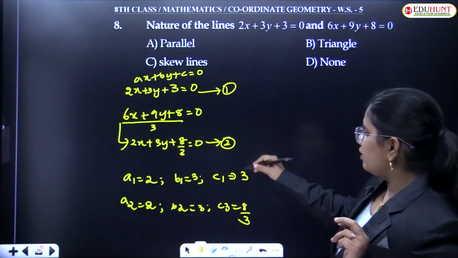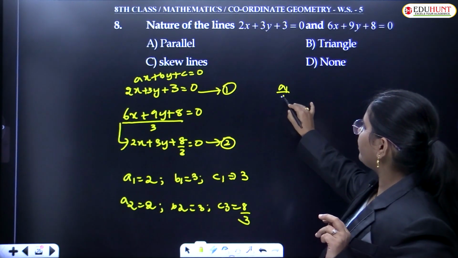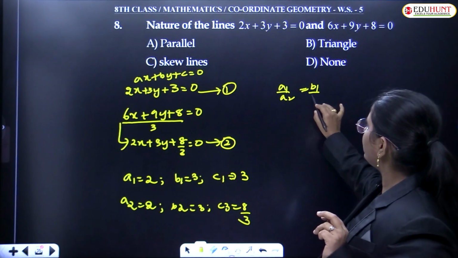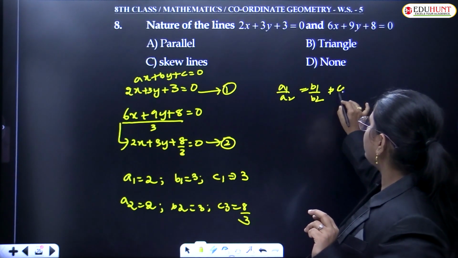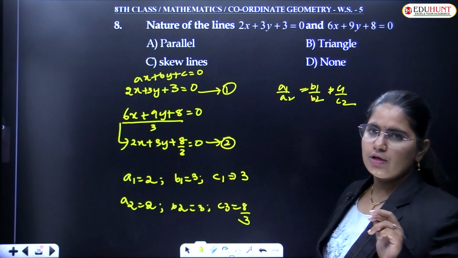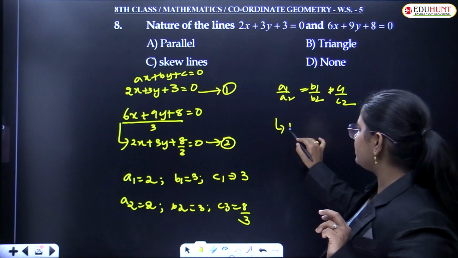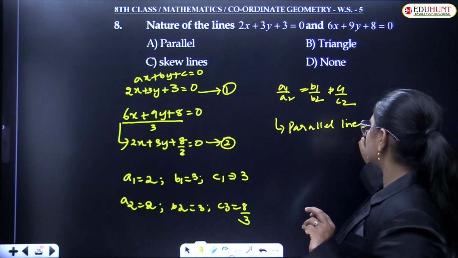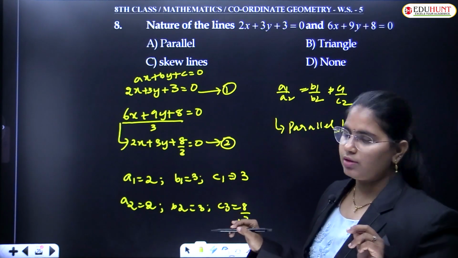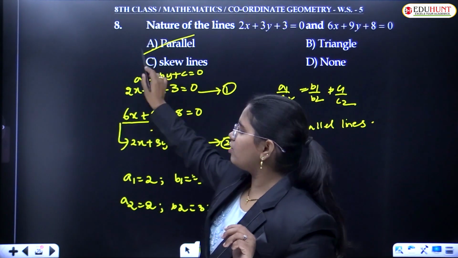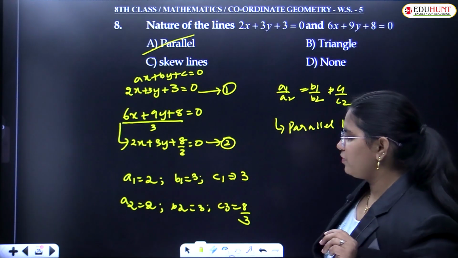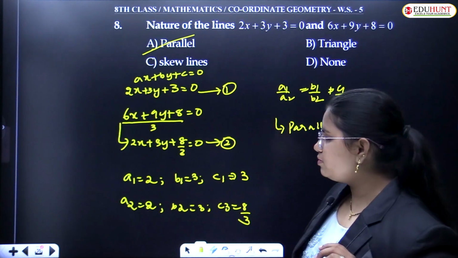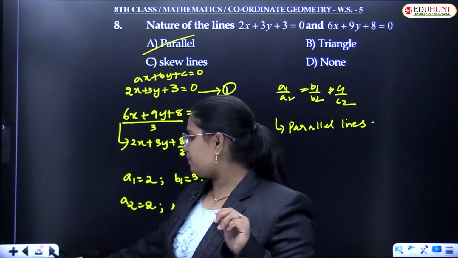So, from this I can write A1 by A2 is equal to B1 by B2 but not equal to C1 by C2. So, this condition represents parallel lines. Right? I told you already. So, option A will be the answer. I hope I am clear with this problem. So, the nature of these lines is parallel.